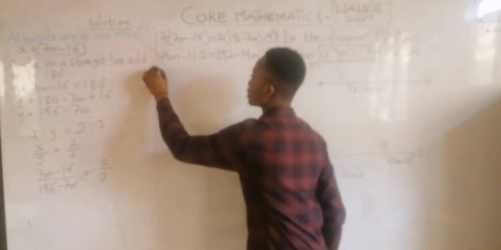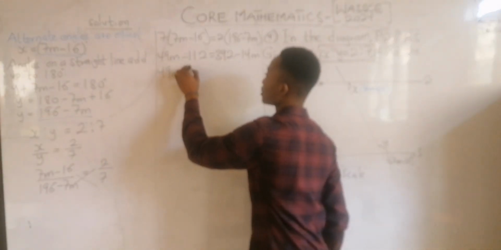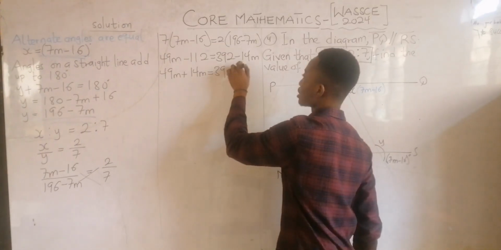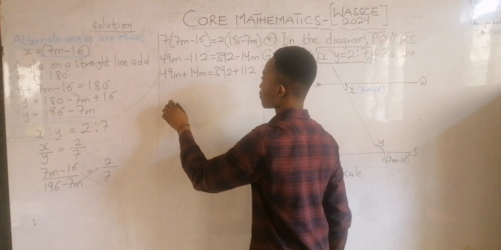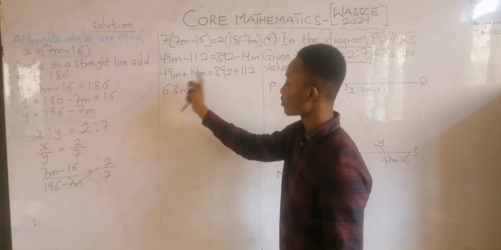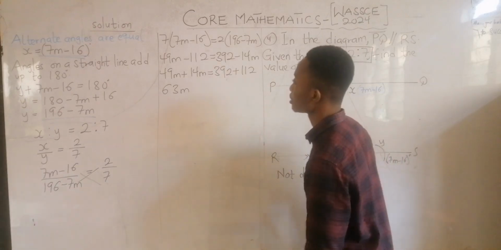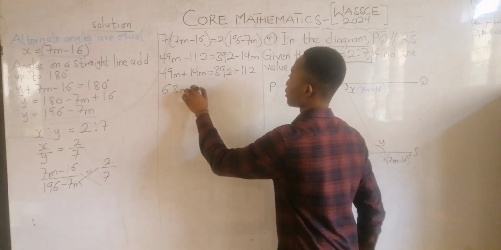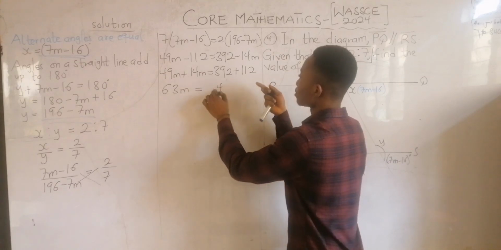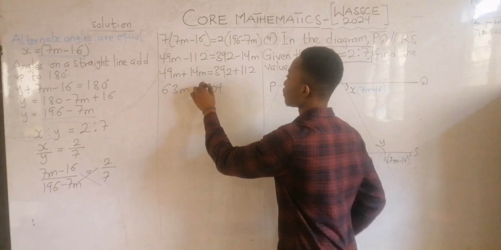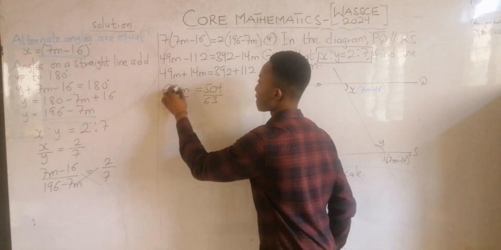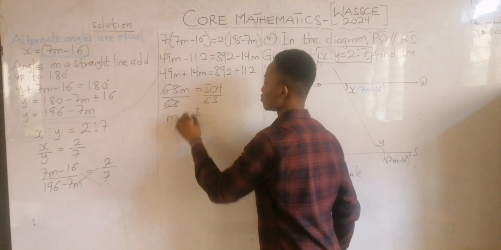We group like terms, so 49m plus 14m, and 392 plus 112. 49 plus 14 is 63m. 392 plus 112 will give us 504. So we divide both sides by 63, and that will be 8.